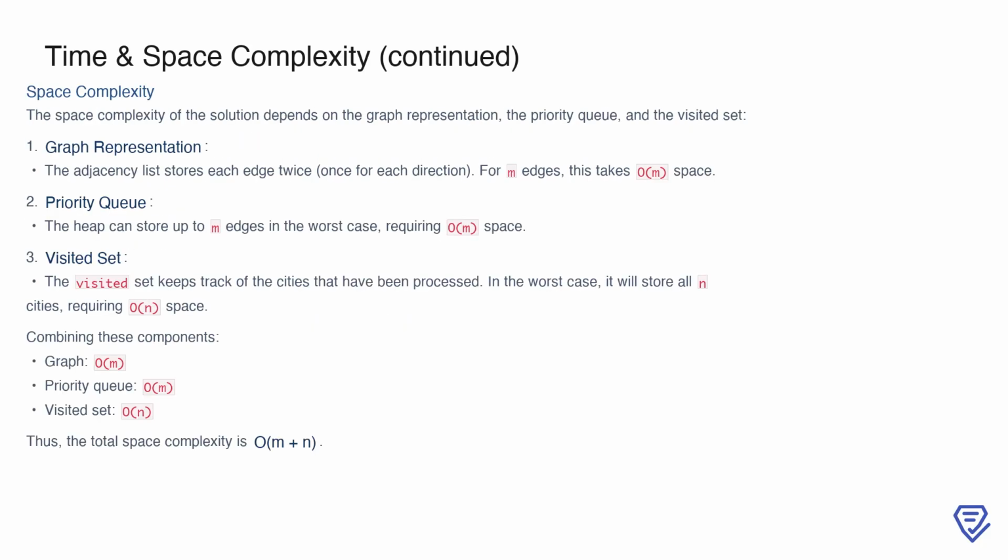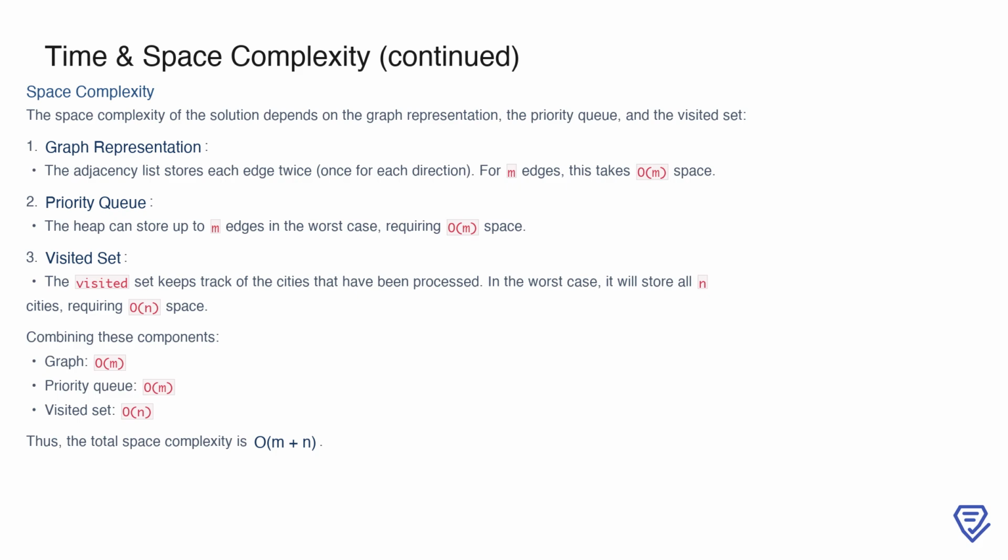Let's now move on to the space complexity of the solution. The memory usage is influenced by the graph representation, the priority queue, and the visited set. For the graph, we use an adjacency list, which stores each edge twice, once for each direction. With m edges in total, this requires O(m) space. The priority queue, or heap, can hold up to m edges in the worst case, adding another O(m) space requirement.